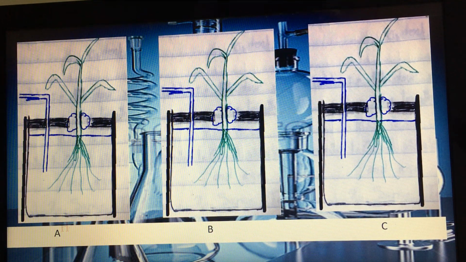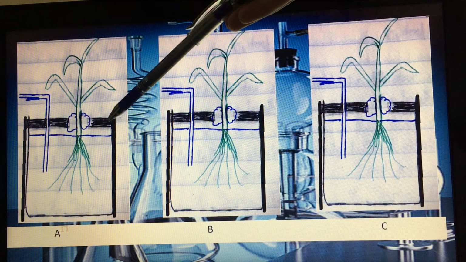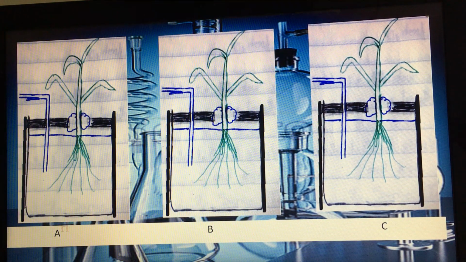So now, suggest what will happen to the 3 plants after 5 days. The first beaker contains solution A, which contains all the nutrients that plants need. Beaker B contains a solution missing magnesium, and beaker C contains a solution missing nitrogen. So what do you think will happen after 5 days? Try to answer it alone, then check the answer with me.